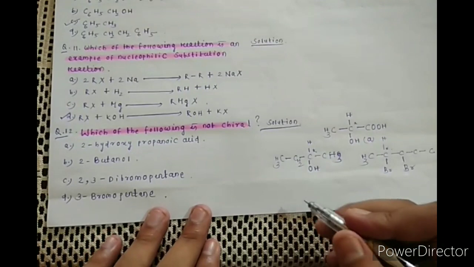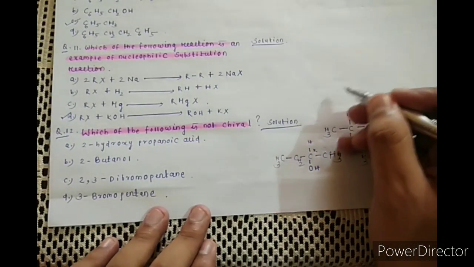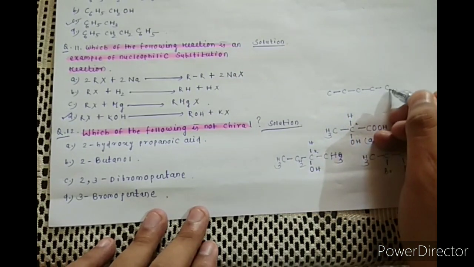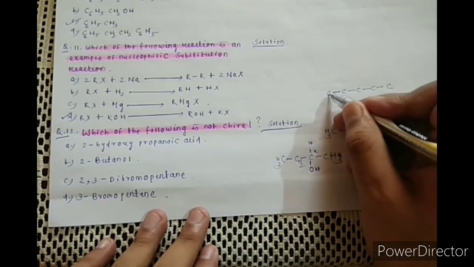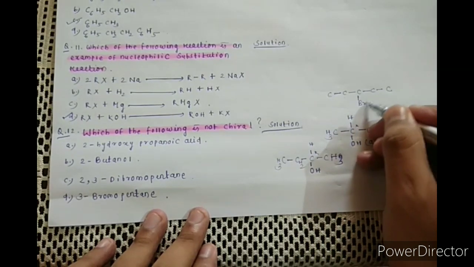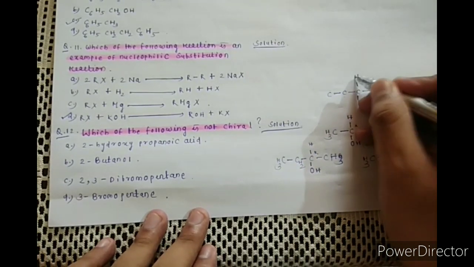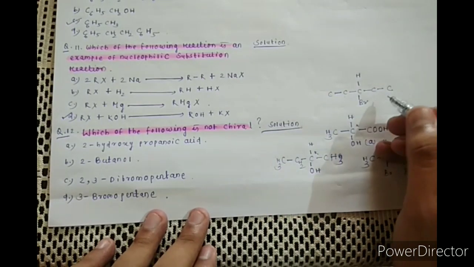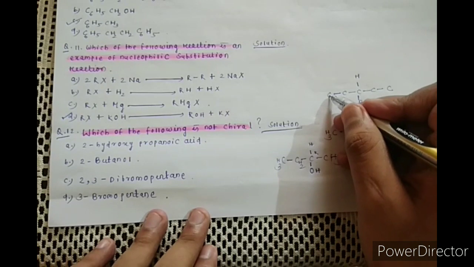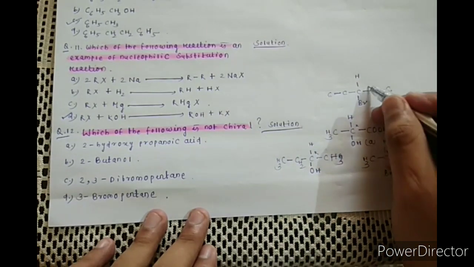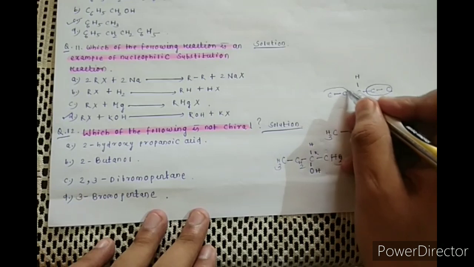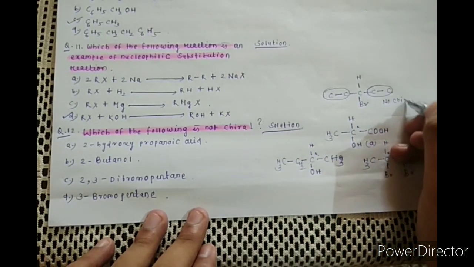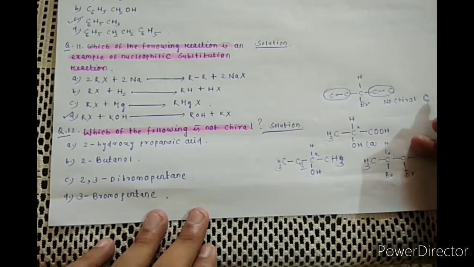But now come to the last option, 3-bromopentane. This is pentane 1, 2, 3, 4, 5. Now this is 3-bromopentane. This is 1, 2, 3. Now look, is any chiral carbon present in this compound? No, a chiral carbon is not present. Why is it not present? Look here, it is a CH3CH2 group and a CH3CH2 group. Both the groups are the same group. Hence no chiral carbon is present. Hence this compound is not chiral.